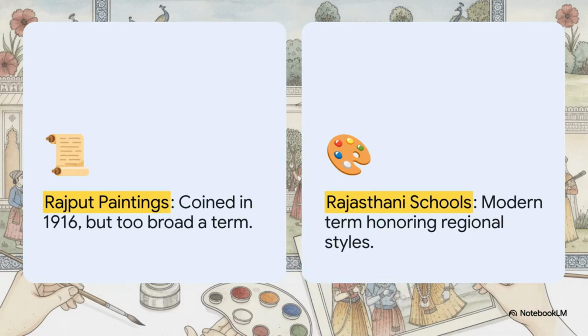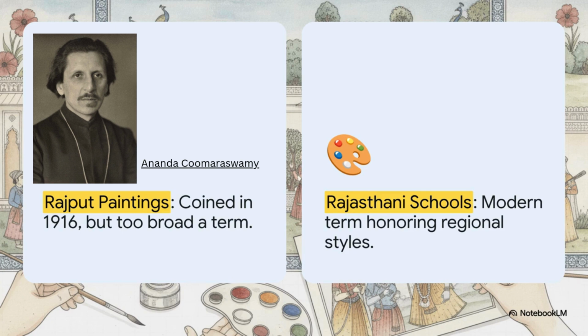It's super interesting how we actually classify these masterpieces. Back in 1916, a prominent scholar named Anand Kumar Swamy coined the term Rajput paintings. He did this to specifically categorize this indigenous tradition and differentiate it from the well-known Mughal school of painting. Since most of the rulers and patrons of these kingdoms were Rajputs, the name totally made sense at the time.